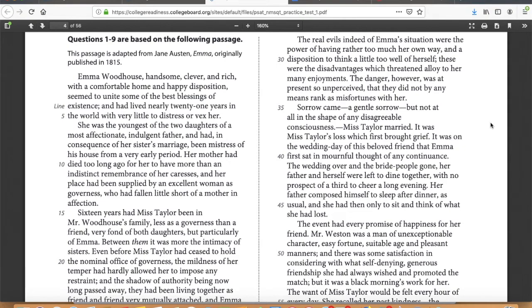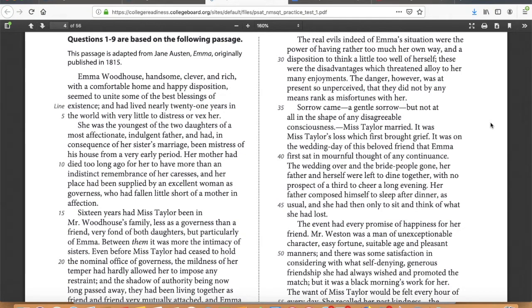Right. Okay, keep reading. The wedding over and the bride people gone, her father and herself were left to dine together with no prospect of a third to cheer a long evening. Her father composed himself to sleep after dinner, as usual, and she had then only to sit and think of what she had lost. Okay.